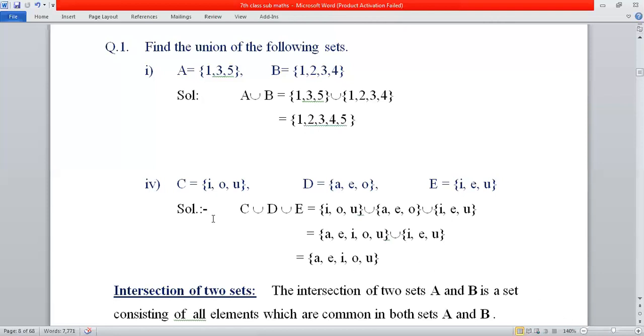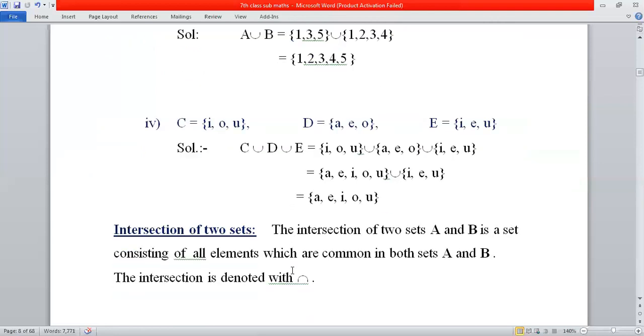So I hope you understand this question and you know how to find the union. We already studied union in class 6, so you can say that these questions are a revision of class 6 with some extra information. The fifth part you do by yourself. At the end, I'll mention which question you will do by yourself as an assignment.